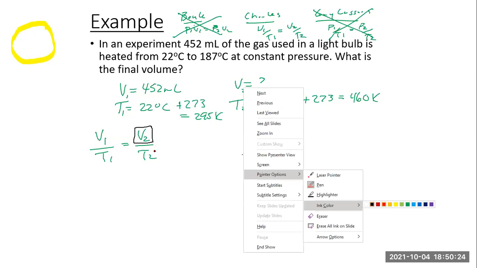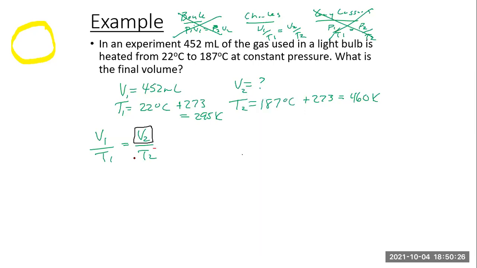Or you could just simply go, I need to move this guy to the other side. It's on the bottom here, which means when it goes across the equal sign, it will end up on top. That will give you the correct way to rearrange this equation, and that would equal V2, which is ultimately what we're looking to solve for.